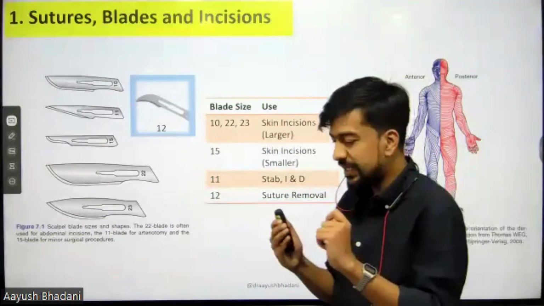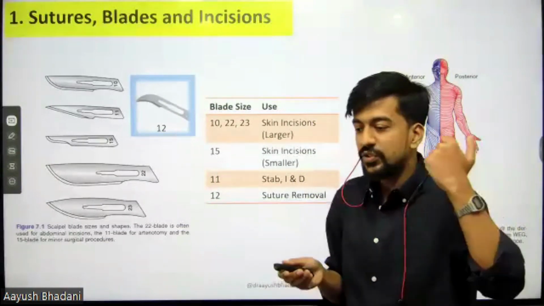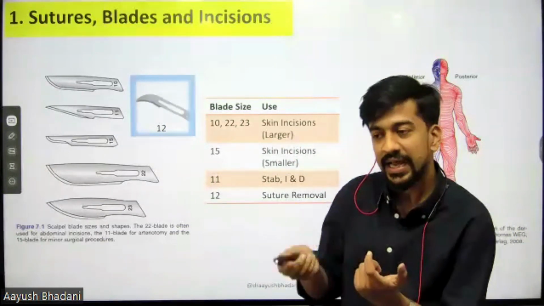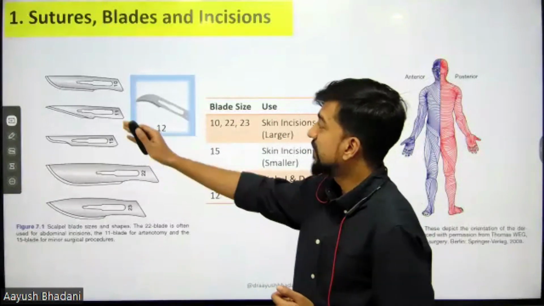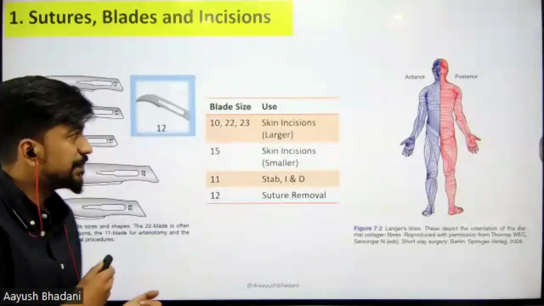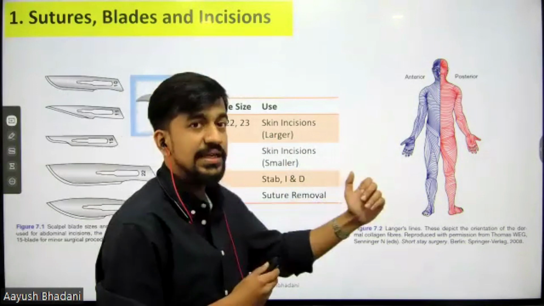So obviously we understand that if it's curved, we can hook it to some structure and cut it. So for example, there's a drain and it has been fixed with sutures. So you can just hook it and cut it. Also some threads, right? Then we have this infamous 11 number blade or the stab knife, which we use for incisions and drainage.